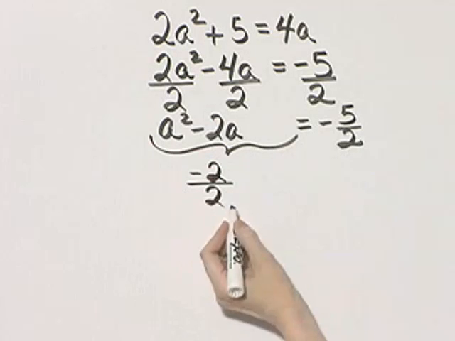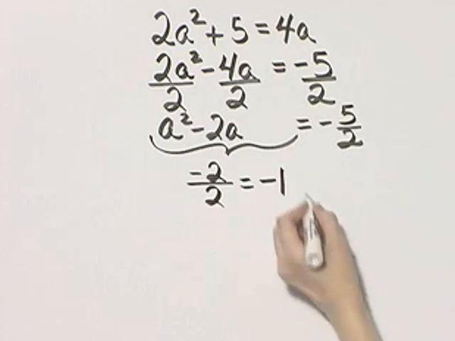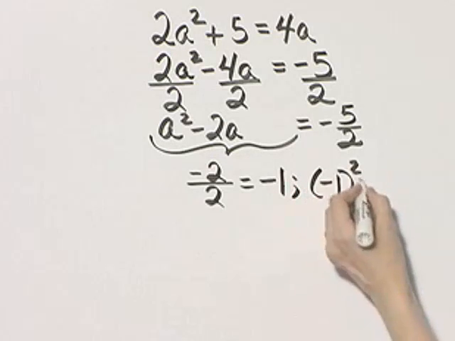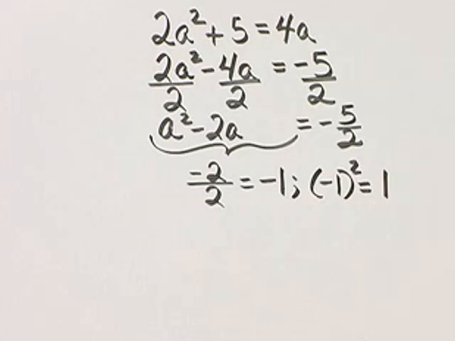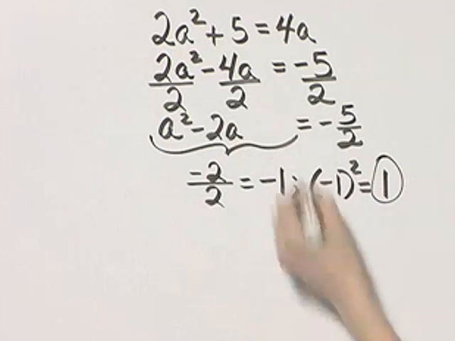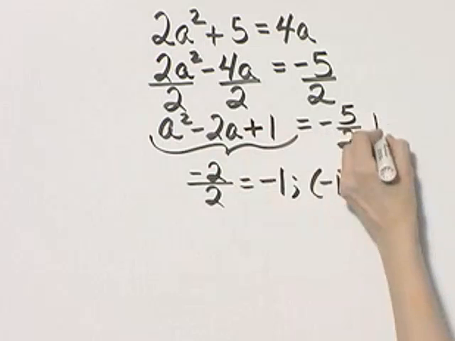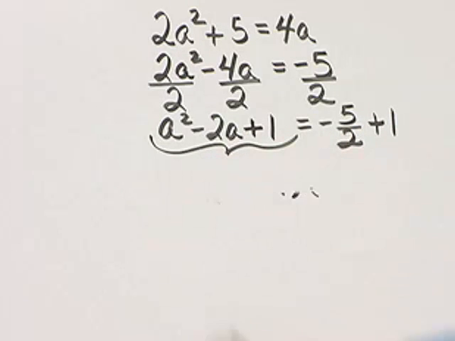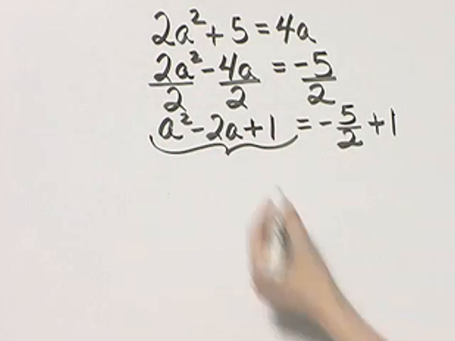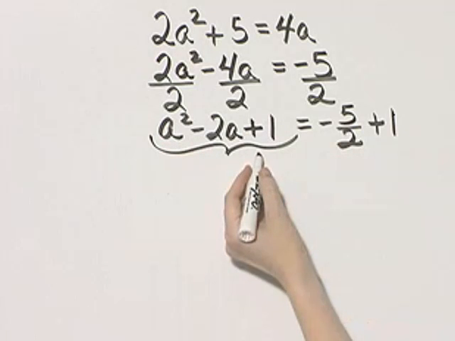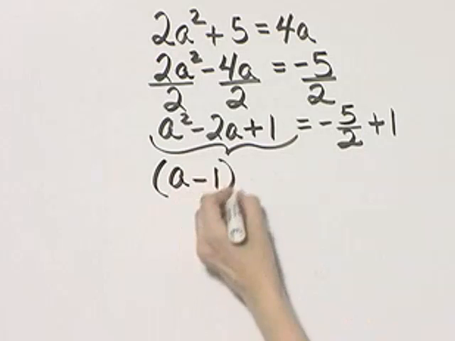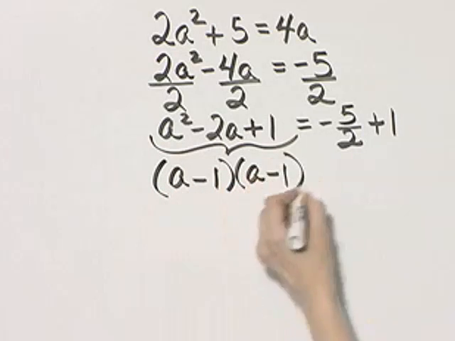We want half of it, so I'll divide by 2. Half of it's negative 1, and then I'll take that negative 1 and square it, and that is 1. That's the number that I add to both sides of the equation. So plus 1, plus 1. Now the left side should be a perfect square trinomial. It factors as a minus 1 times a minus 1.